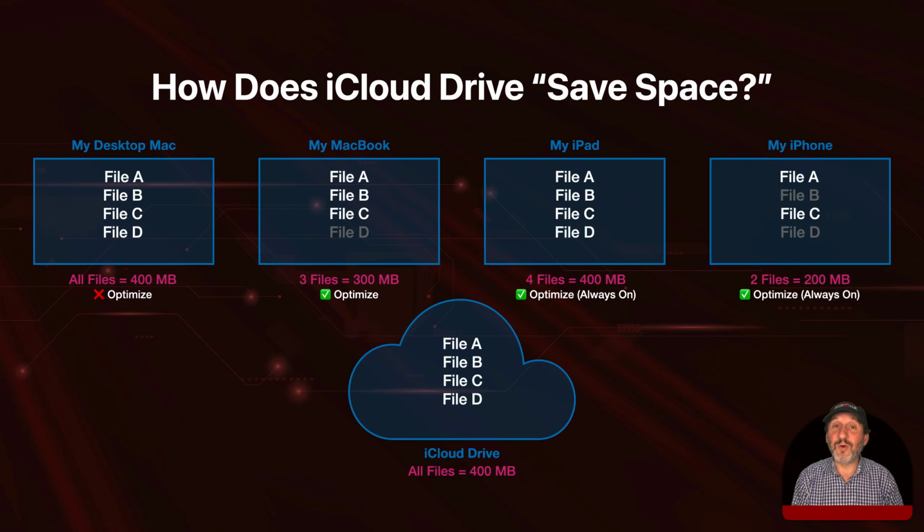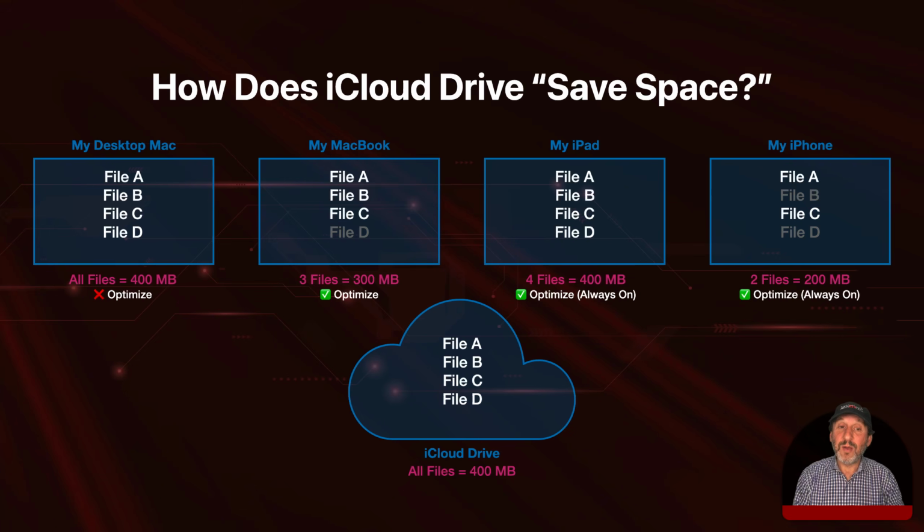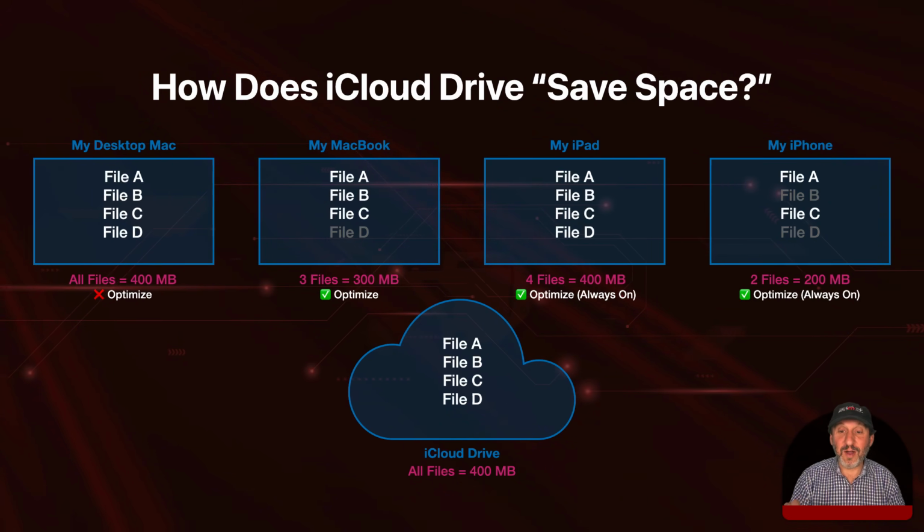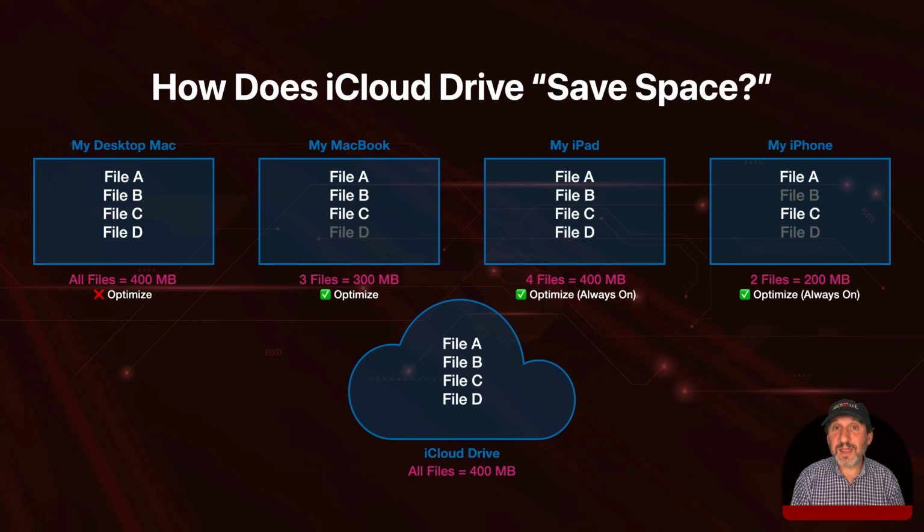In this case, the example files take up 400 megs of space, and that's exactly how much space they're taking up on the desktop Mac. But on the MacBook, one of the files has been offloaded, either automatically or by using the Remove Download in the context menu, and you're saving 100 megs of space. And the same thing on your iPhone here. 2 files are actually offloaded there. So using the Optimize feature on your Mac, just toggling it on automatically saves you space.